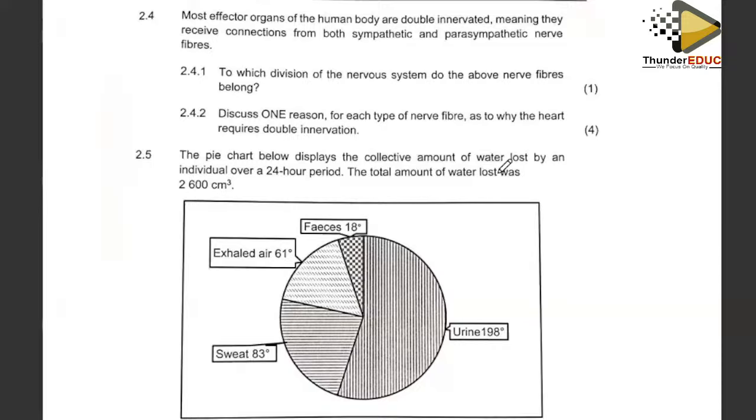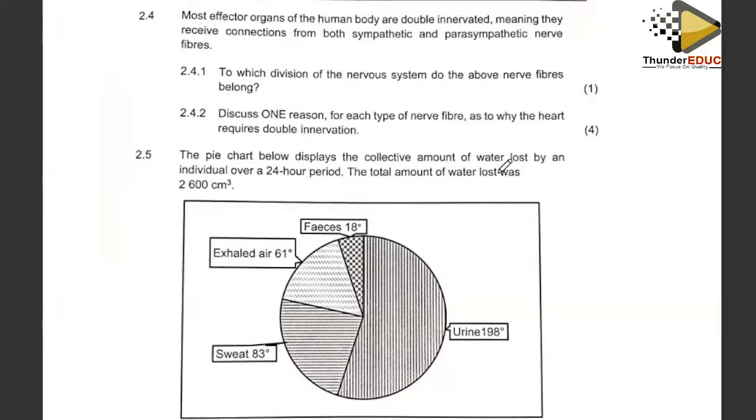Anyway, that's life. All right, we continue. Discuss one reason for each type of nerve fiber as to why the heart requires double innervation. Why should the heart require sympathetic nerves, and then why should it require parasympathetic?